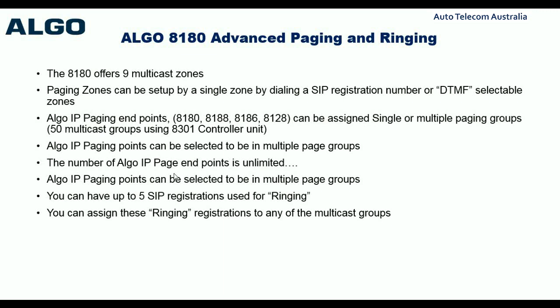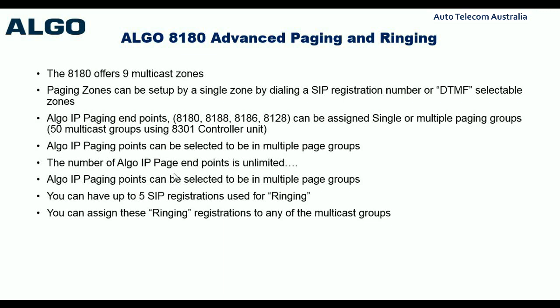For example, you could have an 8180 as the master pager, and then you can have hundreds, and I mean hundreds, of other slave 8180s, and when you page that one unit, everyone else will page at the same time. You can put them into multiple page groups, what we've talked about. You can have up to 5 SIP registrations used for ringing.